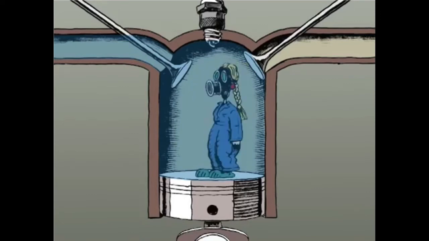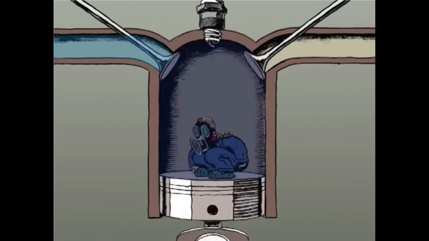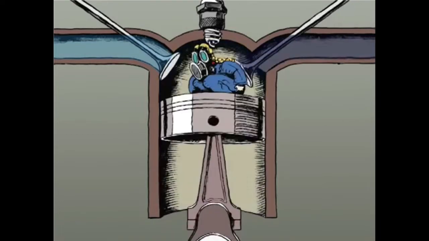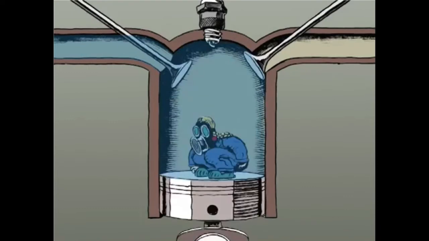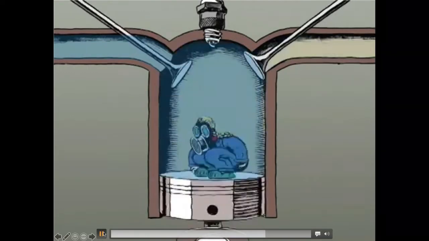Second, as it comes up, the piston compresses the fuel-air mixture. Third, a spark from the spark plug ignites the mixture, which pushes the piston down again. Fourth, the exhaust valve opens, and as it comes up, the piston pushes the spent gases out. And the cycle starts over again. Intake, compression, combustion, exhaust, intake, compression, combustion, exhaust, intake.